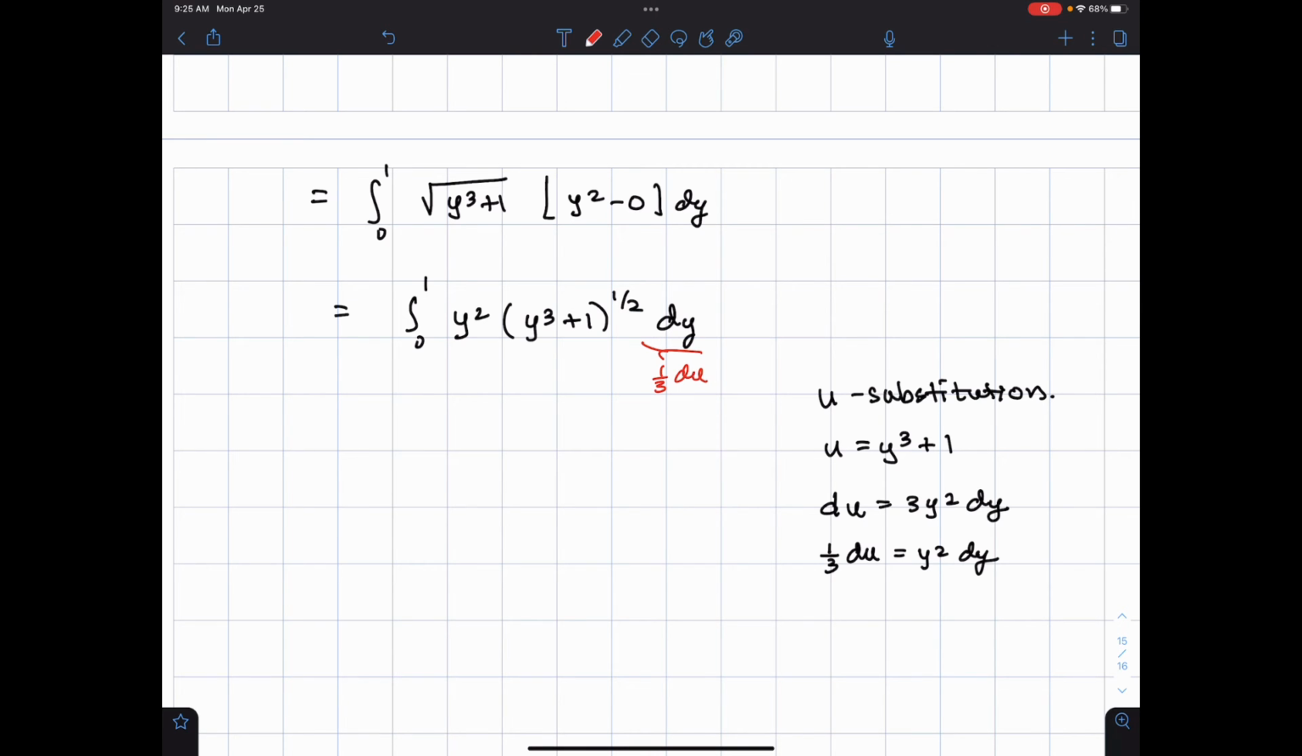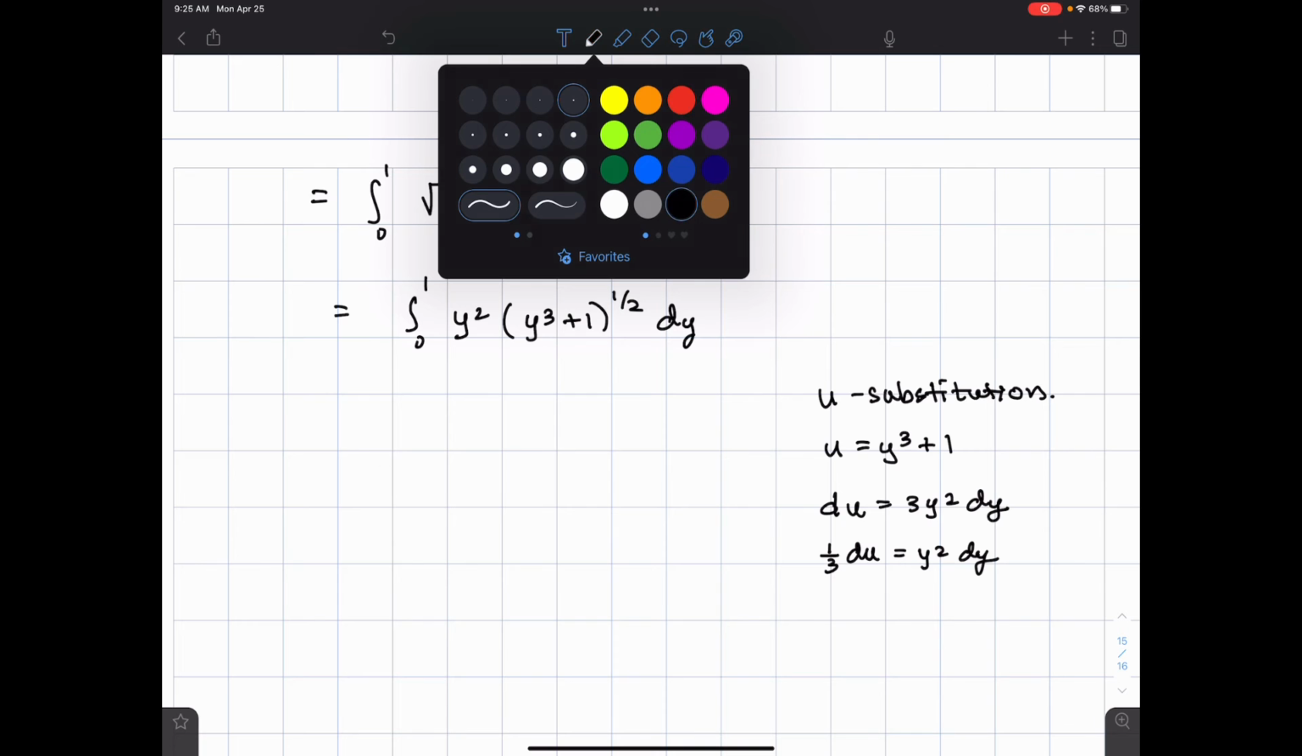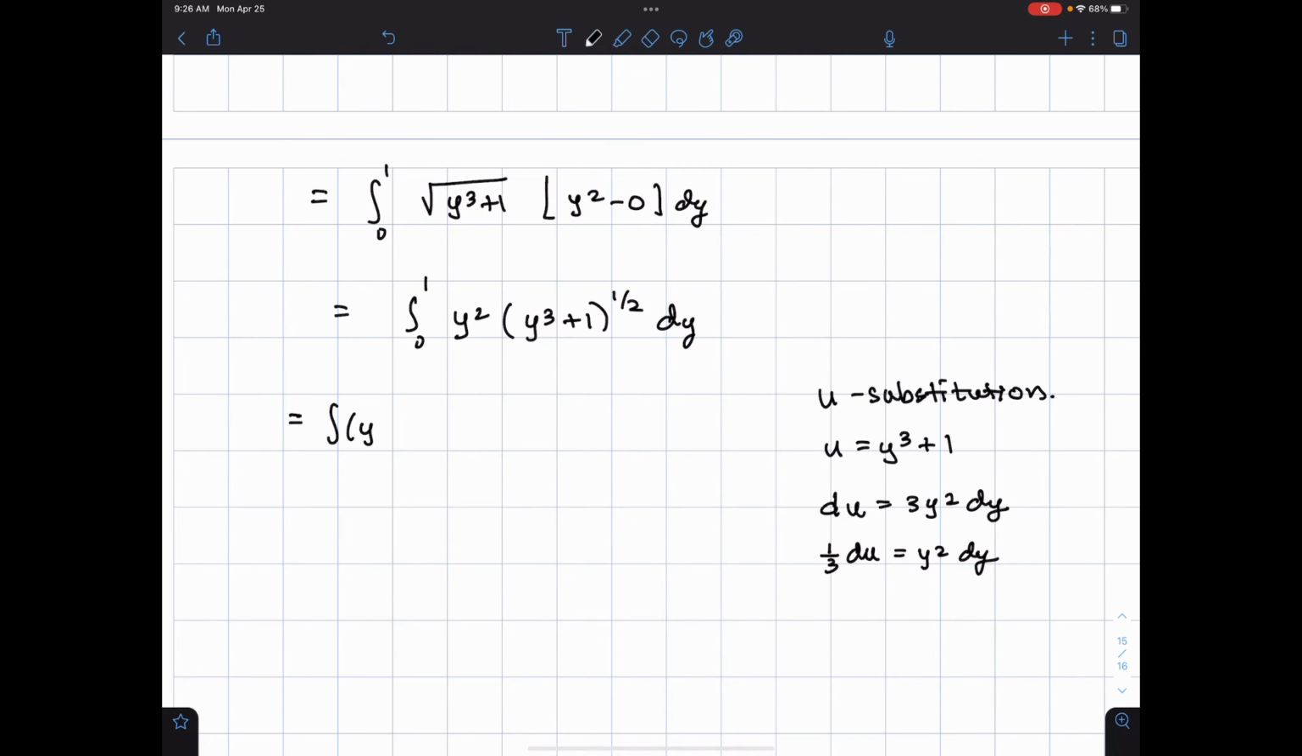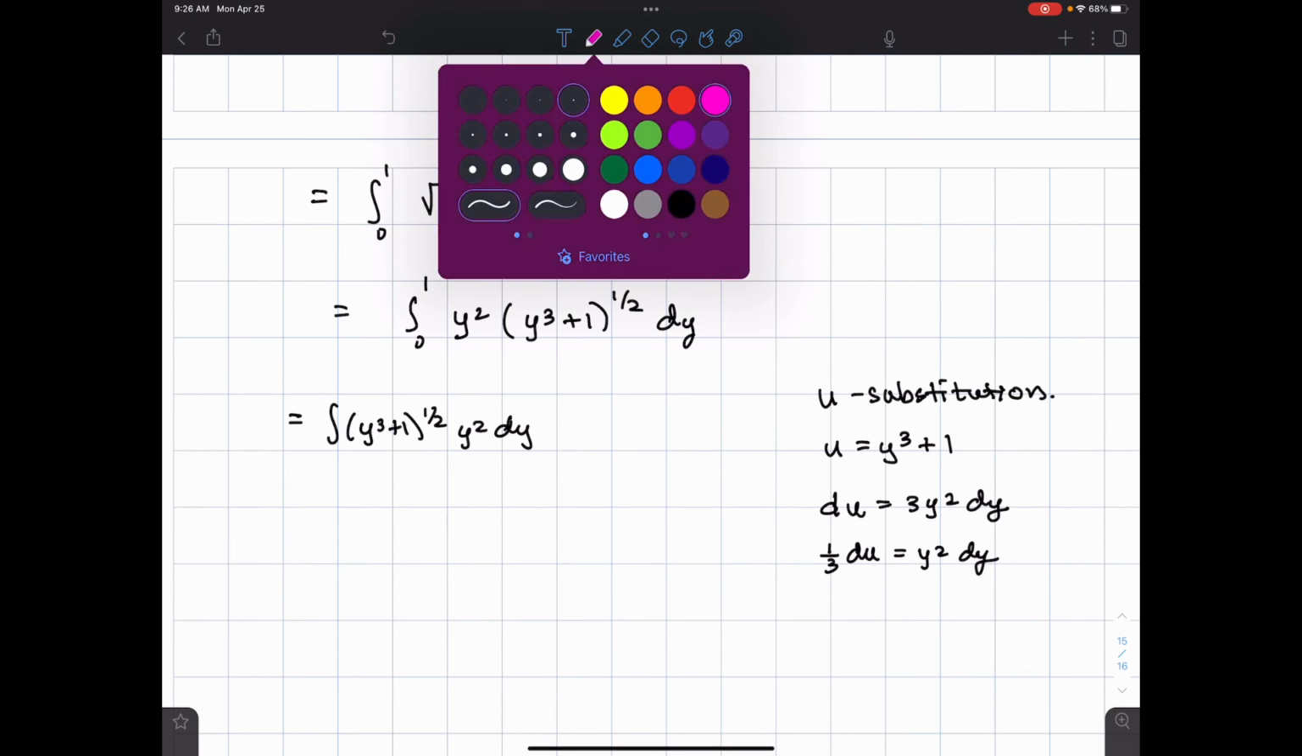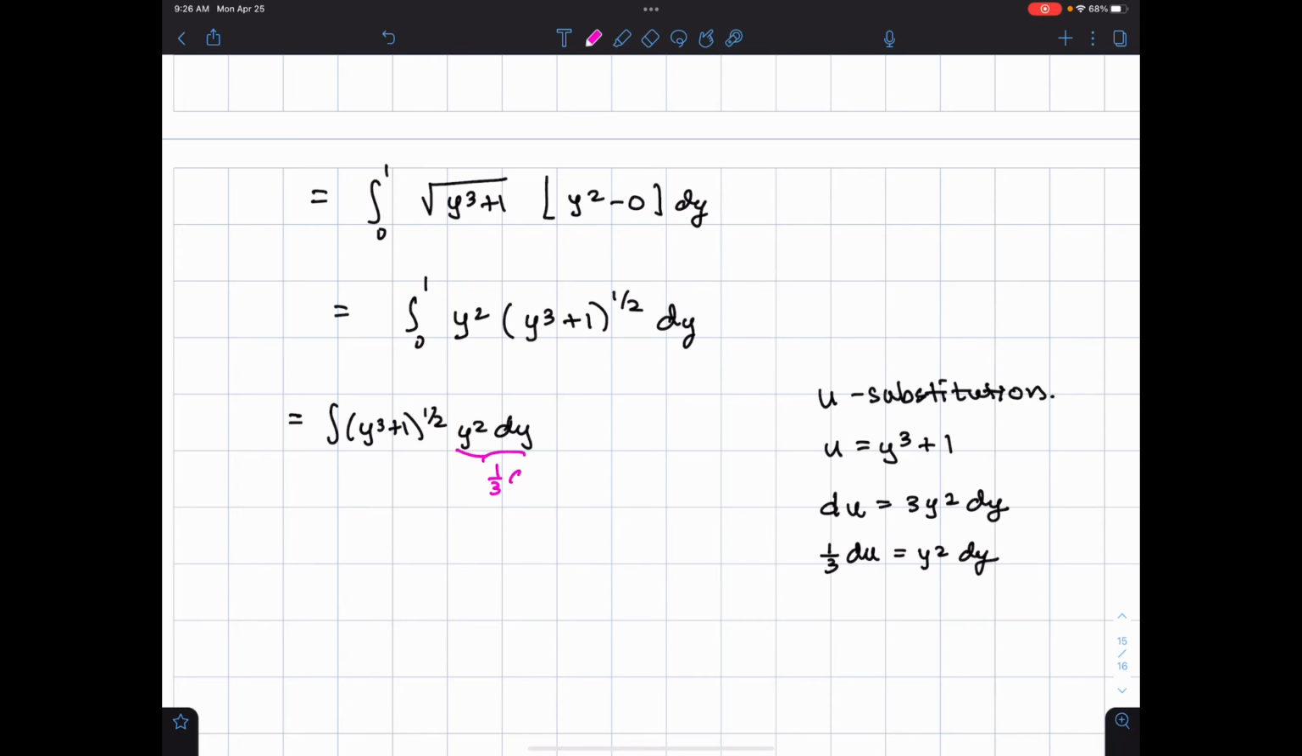Let me just, if I feel like it, I can do y to the third plus 1 to the 1/2 times y squared dy. And so this right here, as I can see, is 1/3 du. And then this part here is u. Another way also is you could multiply by 3 and divide by 3, and have 3y squared is du. You could just put a 3 there and divide by 3. So this is going to give us the integral of u to the 1/2 times 1/3 du.